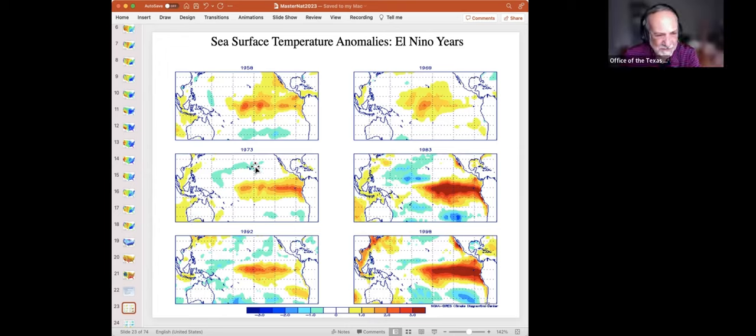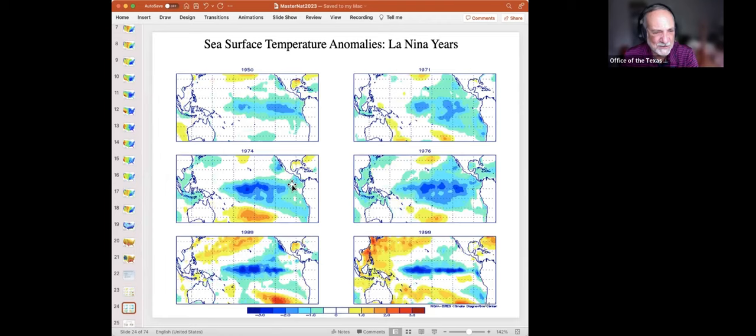It's getting up to 3 degrees Celsius or 5 degrees Fahrenheit warmer than normal, these super strong El Ninos. And that variation is mainly right there along the tropics from the dateline eastward. La Nina is the opposite of that, where temperatures are colder than normal. And again, you're seeing most of the action along the tropical ocean. It's a weird system where the ocean and the atmosphere drive each other out of equilibrium.